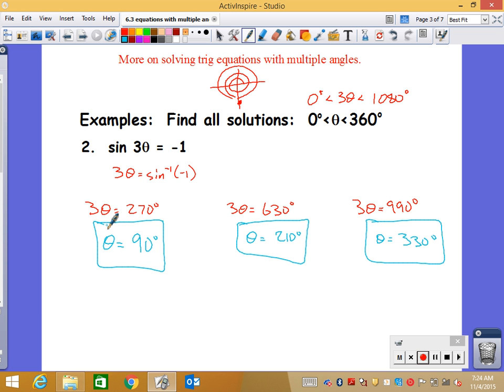Again, just to recap, I'm dealing with 3 theta, so I had to change my bounds for 3 theta, not just 1 theta.